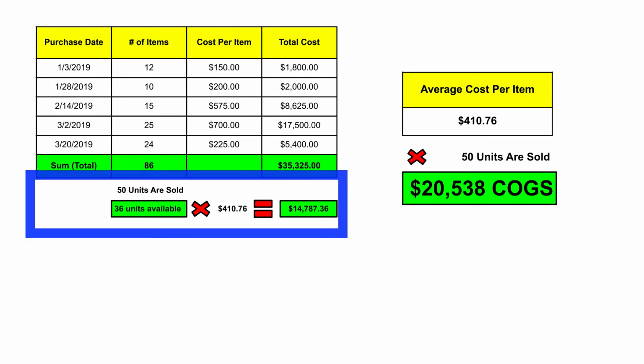The main benefit of the average cost method is its simplicity, especially for companies that deal with large volumes of very similar items. On the downside, results can vary greatly from actual costs if your inventory costs are not stable. And that's it, the average cost method of inventory valuation.